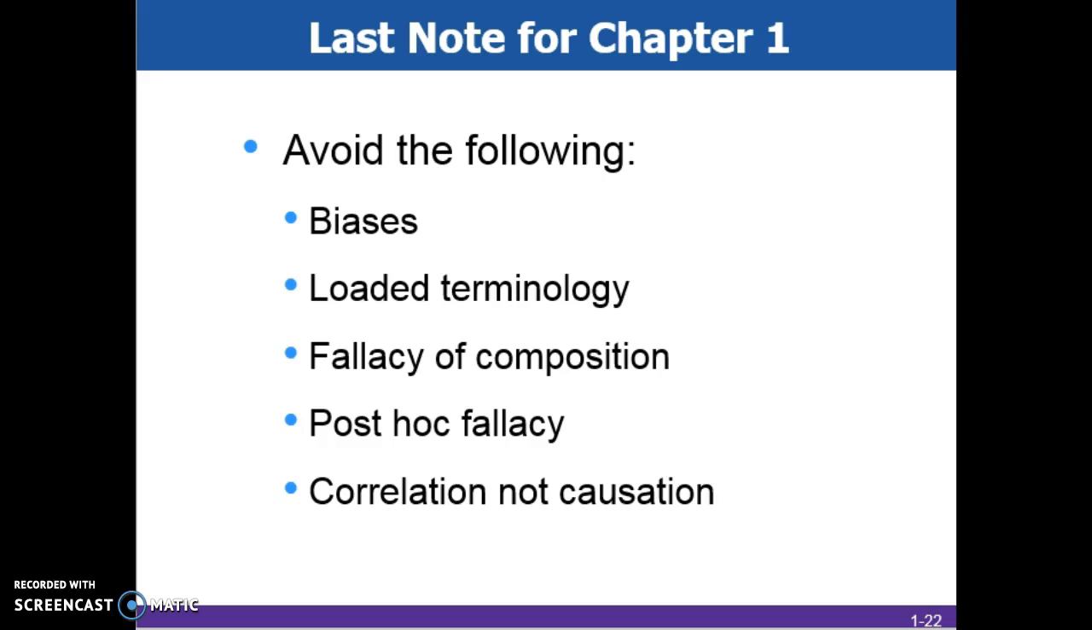Second, be aware of loaded terminology. The news often uses loaded terminology to catch the audience's interest, but we have to be careful of the exaggerations this often implies. Third, be wary of the fallacy of composition.